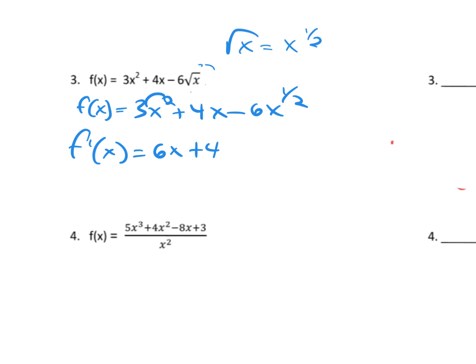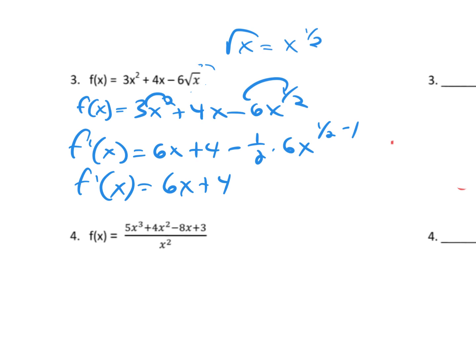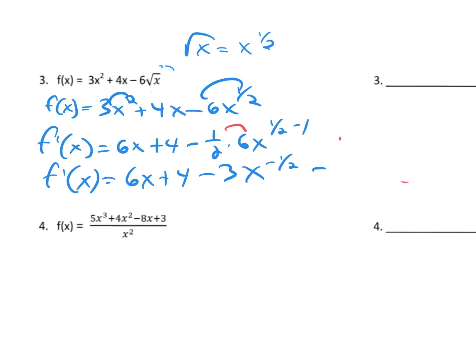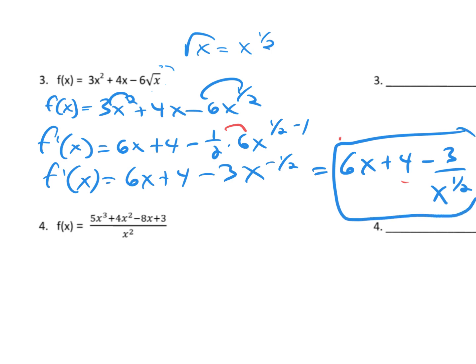and then just be careful here. I have minus 1/2 times 6x, and then 1/2 minus 1. So I'm going to have 6x plus 4. Negative 1/2 times 6 is 3, so minus 3x to the negative 1/2 power. And then I'm going to fix this by writing it as 6x plus 4, and then I'm going to have minus 3 over x to the 1/2 power. Remember, the negative exponent goes to the bottom as positive.